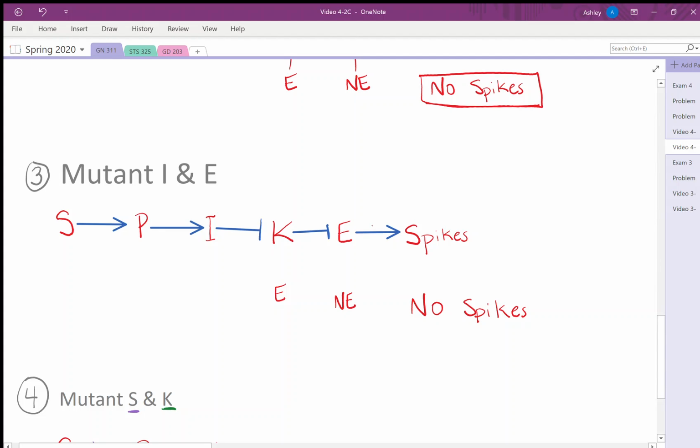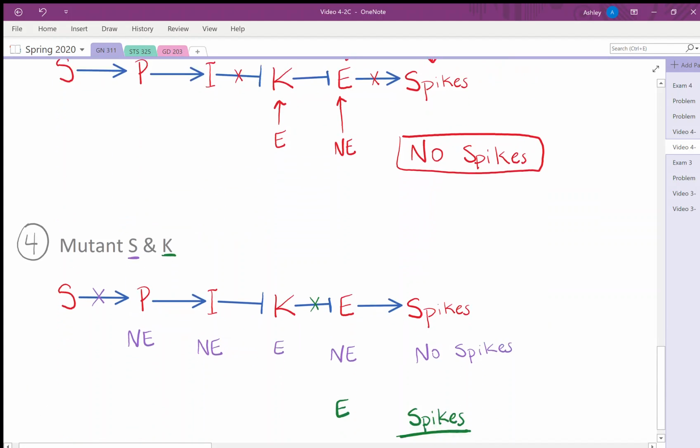A mutation in E alone immediately tells us spikes will not be produced because for anything on the latter side of the arrow, the thing on the start side of the arrow must be present. Hypothetically, the mutation in I would cause a failure to inhibit K. K would be expressed and would inhibit E if it were functional. No expression of E would mean no spikes would be formed.